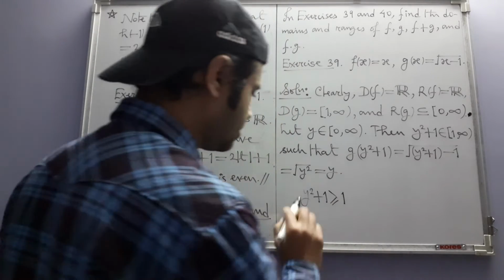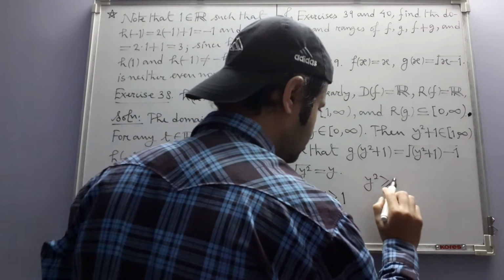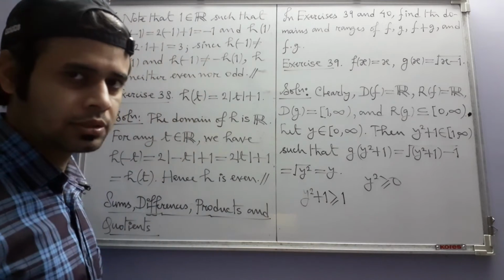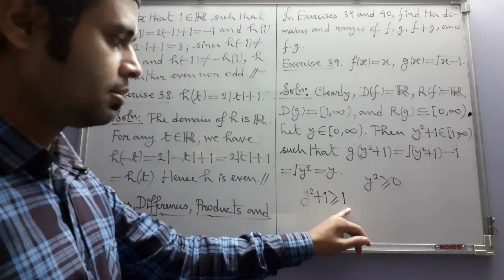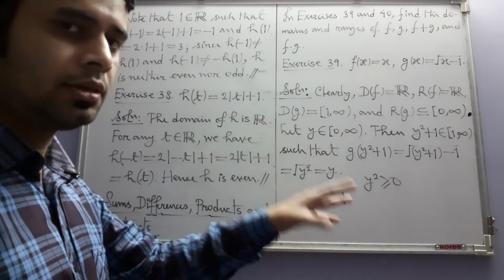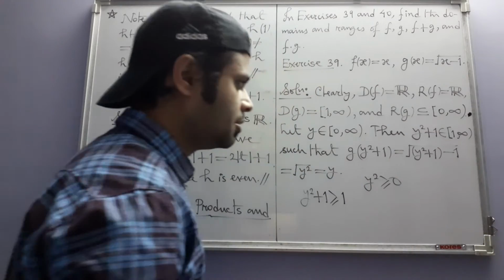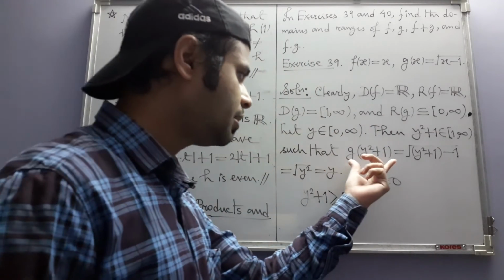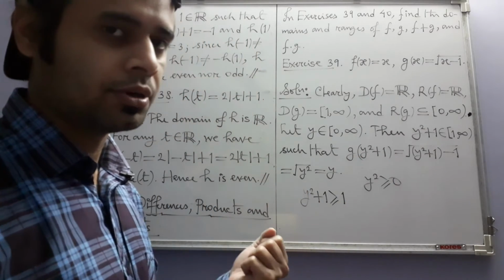Yes. Why? Because we know that since y is a real number, y square is non-negative. So you add 1 on both sides. So y square plus 1 becomes a real number that is at least 1. It can be more than 1 also. So it belongs to the domain of G. So when we evaluate G at this point, that is meaningful.